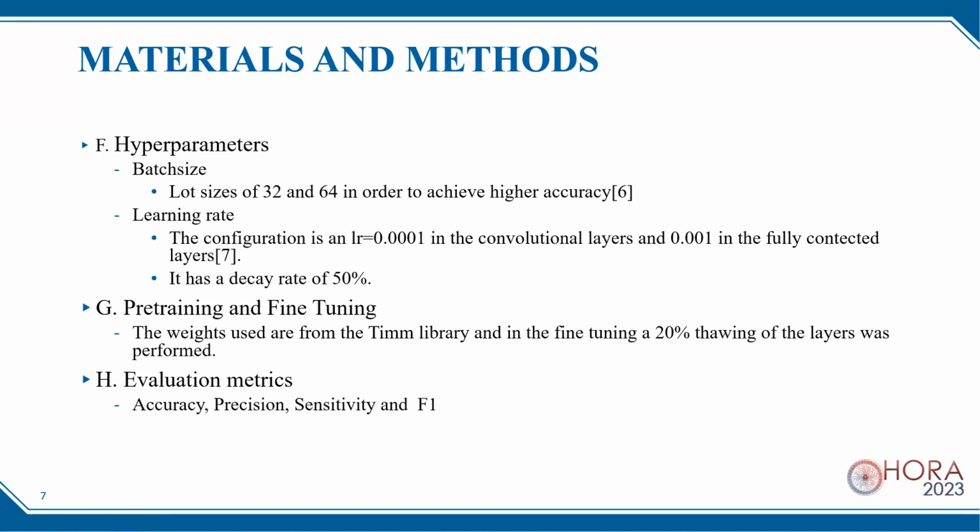During the previous training, it was observed that the accuracy plateaued at a certain point, around 95%. It was assumed that the modification of the learning rate in the final part was very large. For this reason, it was decided to apply a reduction over a period. For pre-training and fine-tuning, the weights used were from the library, and in fine-tuning, 20% of the older layers was removed. The evaluation metrics were accuracy, precision, sensitivity, and F1 score.